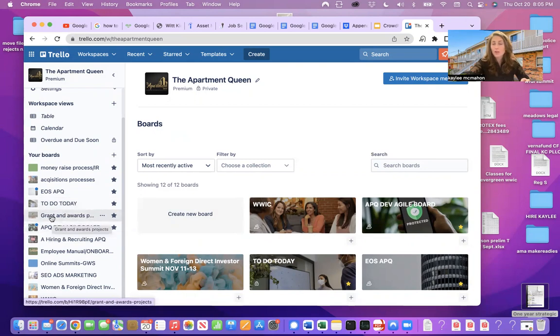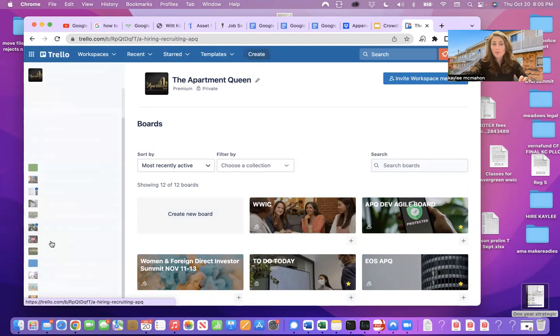We look to go for grants, awards, and also loans. We have a development team as well, so that's another process we're tracking. We have hiring and recruiting, so this is something that I'll just pop in right here.